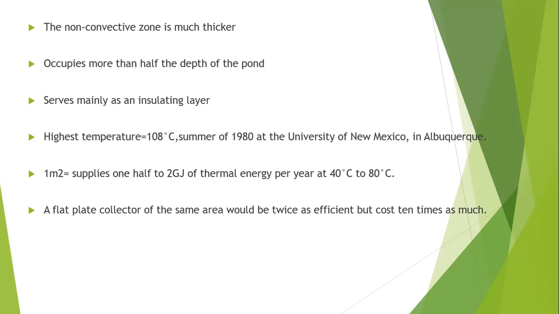This looks the same as a flat plate collector. A flat plate collector of the same area will be twice as efficient but cost 10 times as much. So if you want to keep the temperature at 40 to 80 degrees Celsius with another method, such as a flat plate collector, it costs 10 times as much as the solar pond.